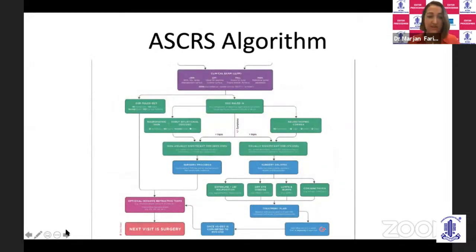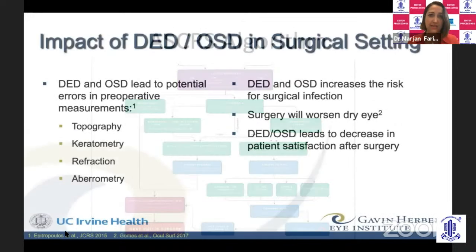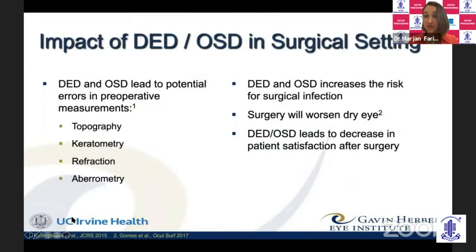So I know this is a very detailed slide, but this is sort of an overview of what these guidelines really tell us. One of the essential things to remember is that dry eye disease, ocular surface disease, really leads to potential errors in preoperative measurements.